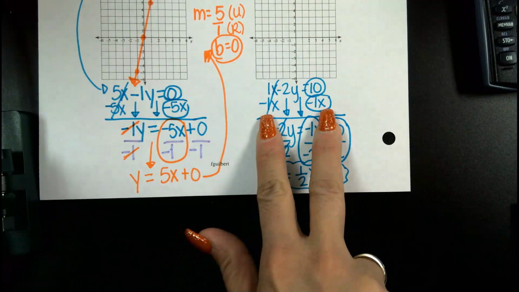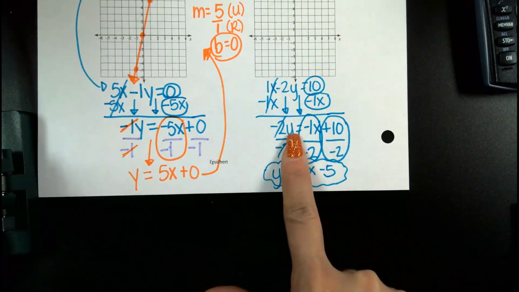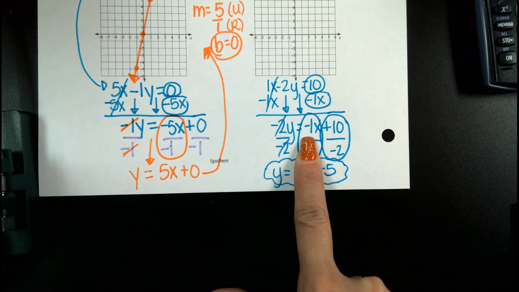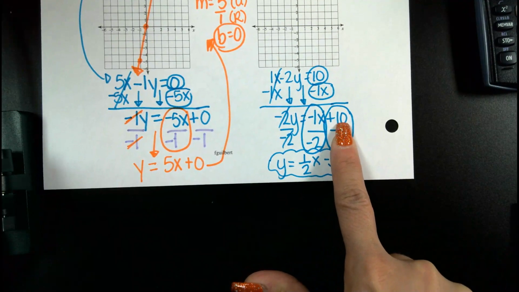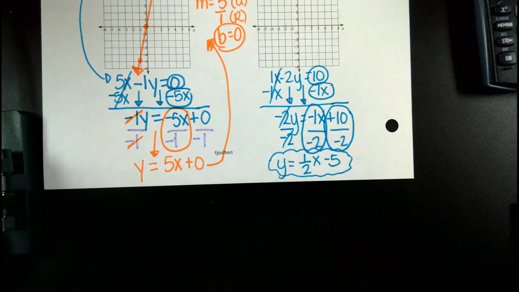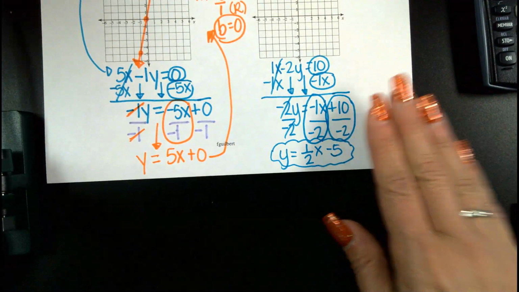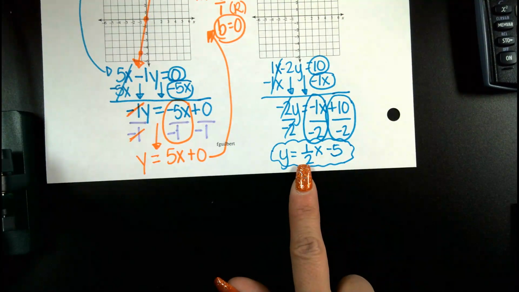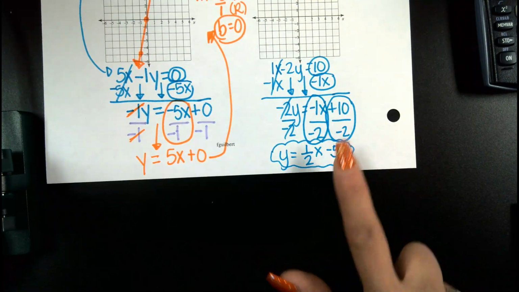I subtracted 1x. So I brought down my negative 2y, my equal sign, negative 1x I put first. Now this time the 10 was positive, so you should have had a plus 10. And then I had to go through and divide everything by negative 2. So when I did that, notice your slope has 2 negatives. And when you have 2 negatives, it turns positive. So it's positive 1/2 x. And then a positive 10 divided by negative 2 is negative 5.